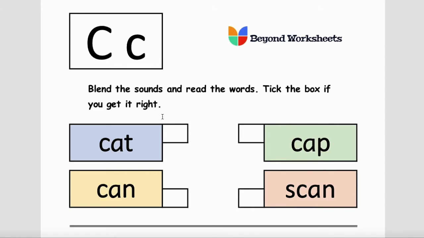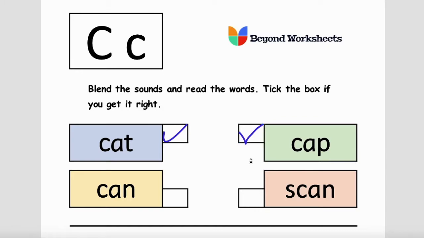Now we're going to put the sounds together. So say the sound with me. K-at, k-at, k-at, cat. Fantastic. So if you got it right, put a tick in the box. Do try it by yourself. Next word, k-ap, k-ap, cap. If you got it right, put a tick in the box.